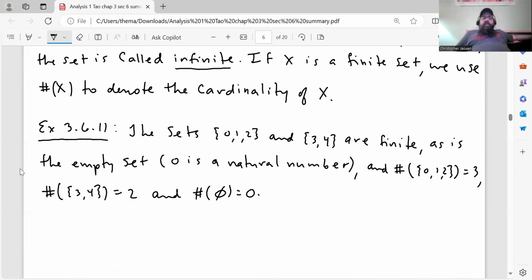Right, example 3.6.11. Kind of looks like a parenthesis there, but okay. Anyway, the sets {0, 1, 2} and {3, 4} are finite, as is the empty set, because 0 is a natural number. The cardinality of the set containing 0, 1, 2 is equal to 3, the cardinality of the set containing 3 and 4 is 2, and the cardinality of the empty set is 0.